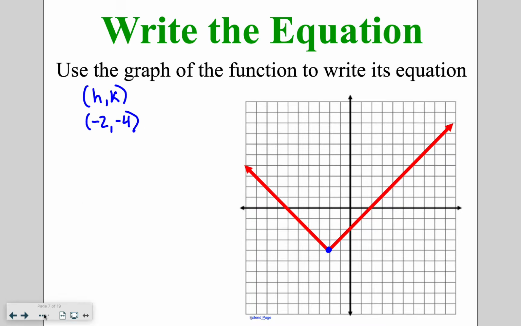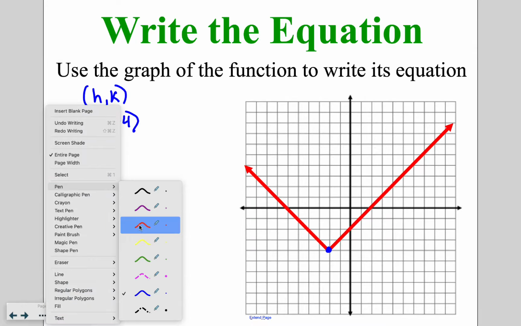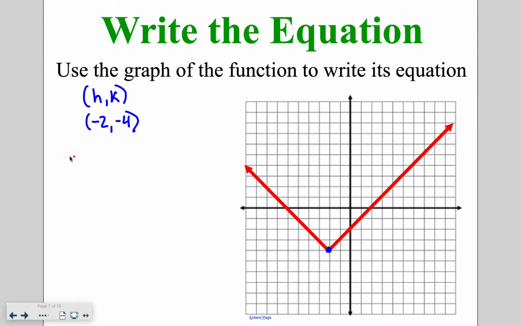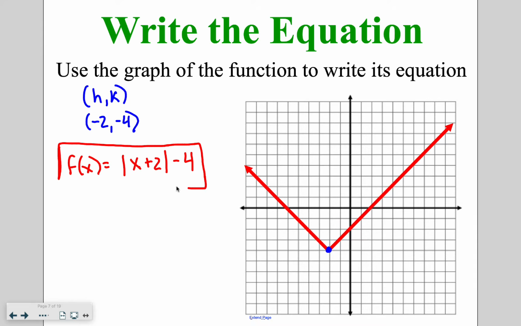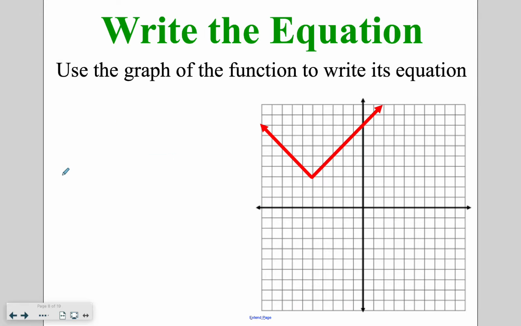So what does that look like in the equation? Remember, we have for our equation, we're going to have f of x is equal to, inside the absolute value, it's going to start with x. That -2 tells me that I'm moving to the left. So that's going to be a plus 2 inside the bars. And then that -4 tells me that I am moving 4 down. So my equation for this function is f of x is equal to the absolute value of x plus 2, and all of that being subtracted by 4. Go ahead and try this one on your own.